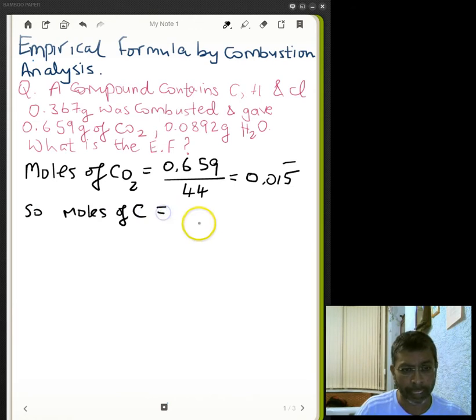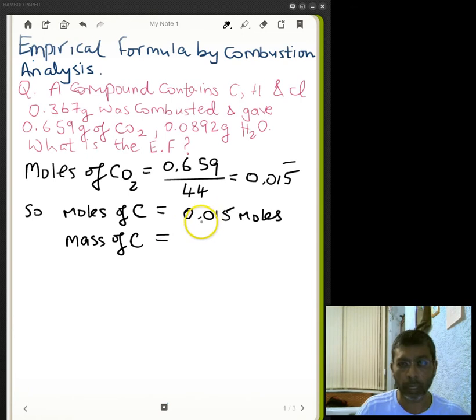So moles of carbon is exactly the same, 0.015. Okay, now from this we can also work out the mass of carbon, and we just multiply by the atomic mass, 12. Mass of carbon equals moles times 12, and that will give us 0.180 grams.